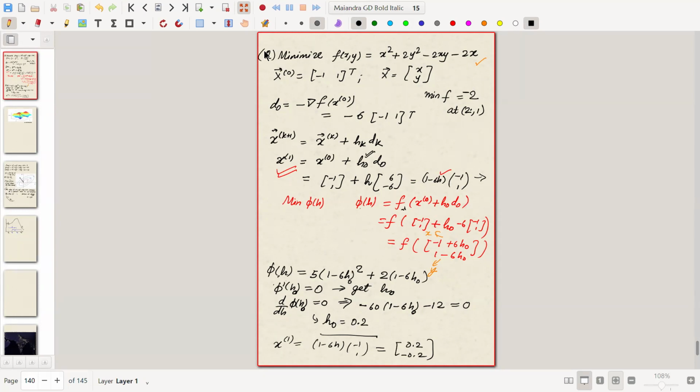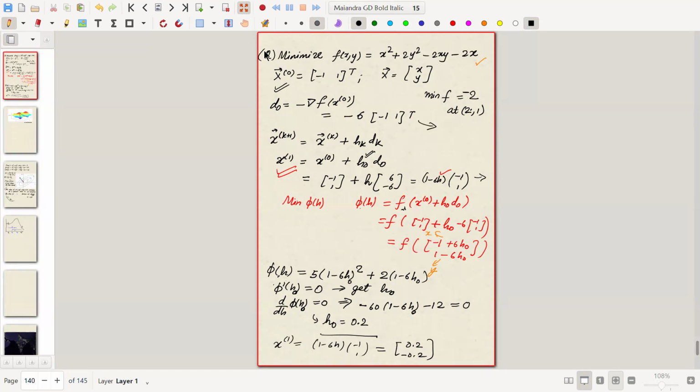See, I will reiterate what we did so far so that you can catch up. We said minimize f of x y, where our starting vector is this. Gradient descent always needs an initial condition to start with. So we took this minus 1 comma 1 transpose. You can take another also. Okay. Then d naught is minus of grad f. From the minimization condition, we knew this quantity. So we found d naught equals minus 6 of this quantity. Okay. This is the direction we found.